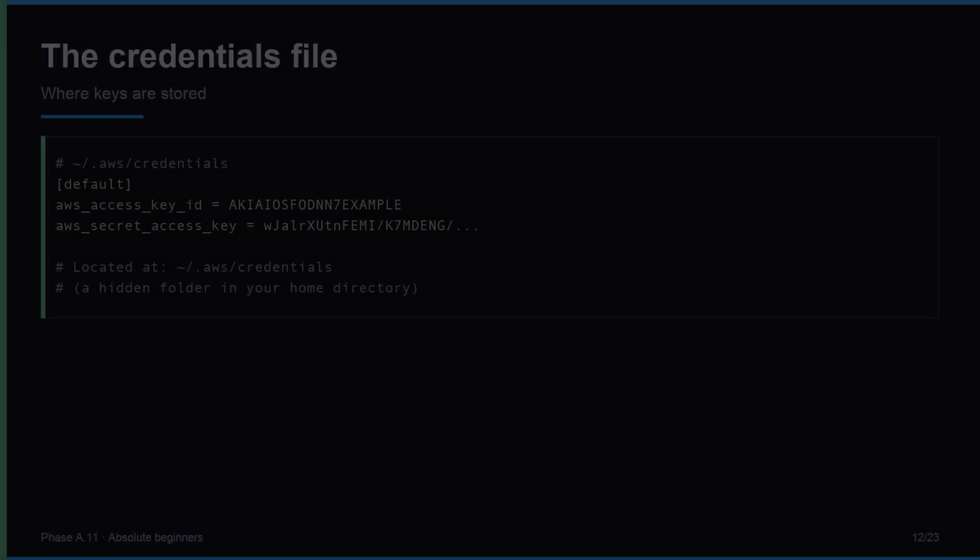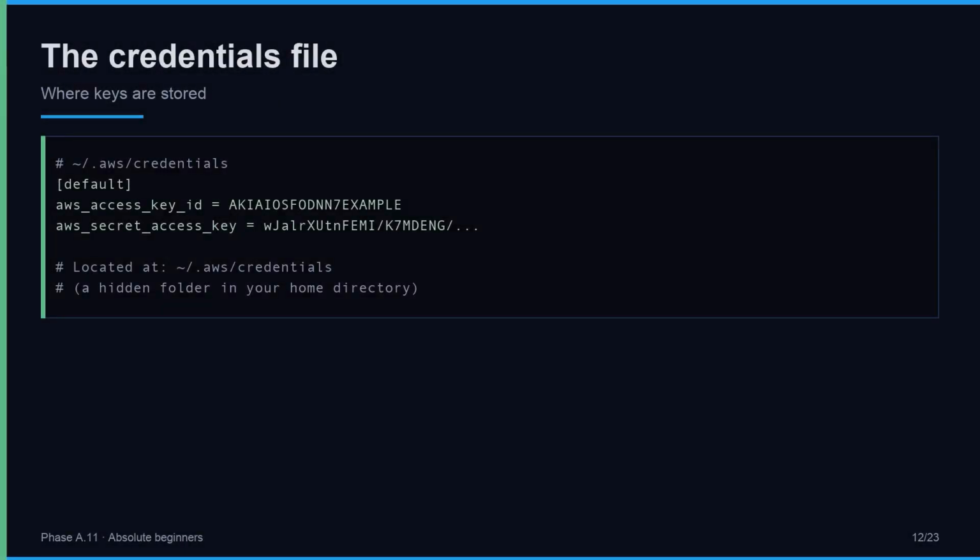When you finish AWS Configure, your keys are saved in a file called credentials inside a hidden folder called .aws in your home directory. Open it and you see what is shown here, a section in square brackets called default, followed by your access key and secret access key. This is the file that the CLI and Boto3 read automatically every time they connect to AWS. You almost never edit this file by hand, AWS Configure writes it for you. But you should know where it lives, because it contains your secret key in plain text.